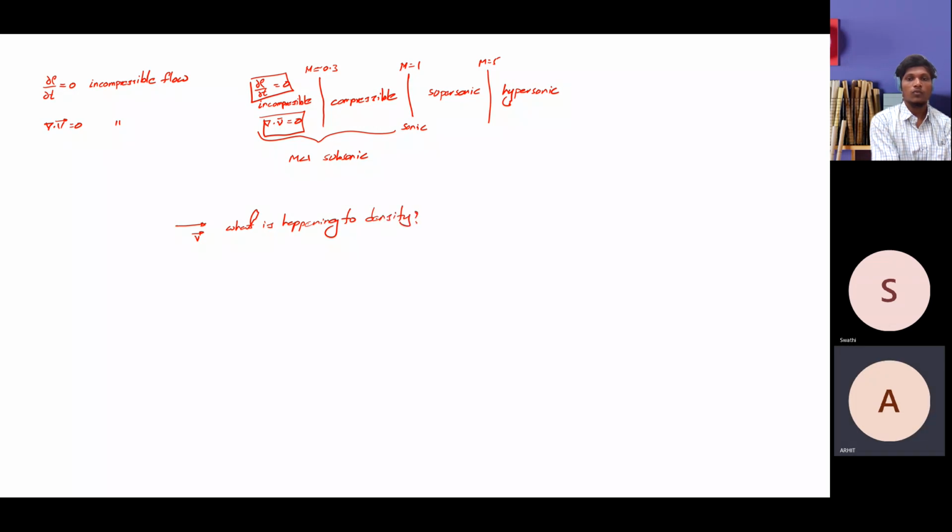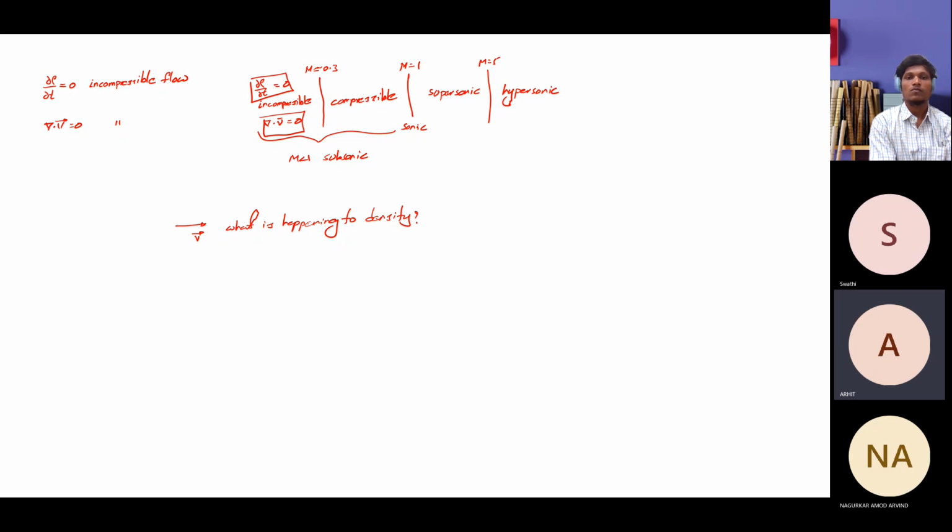Do you know about this? If your flow velocity is increasing, what is happening to density? Sir, if we consider the flow to be incompressible, then can we apply Bernoulli's equation in it? Meaning, if the velocity is increasing, then from that we can find the density.